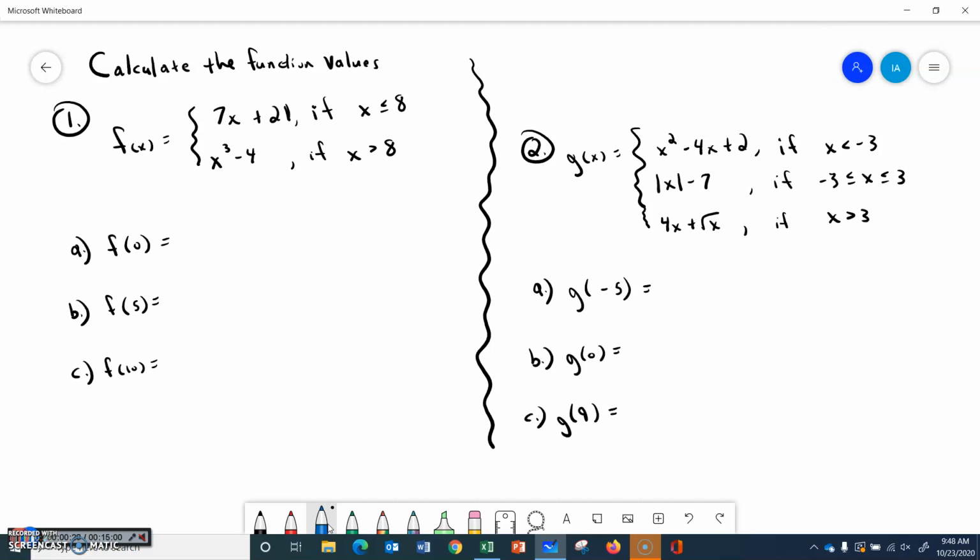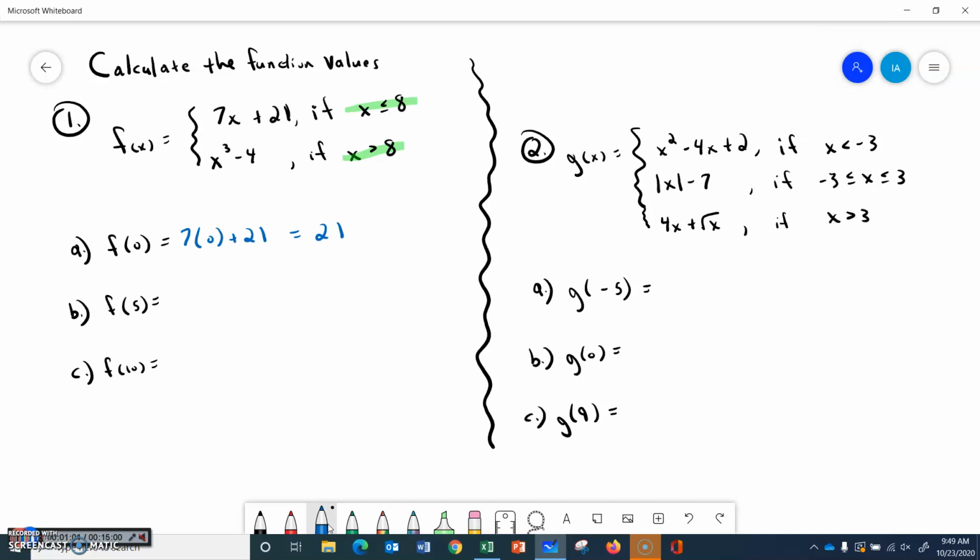So we take this 0 over to the left-hand side of this guy, and we're looking at the fact that we have the possibility of being less than or equal to 8 or greater than 8. 0 is less than 8, so it fits the first one. So we use the first one, which is 7x plus 21, so 7 times 0 plus 21 would give us 21. So we plug 0 into this function, we get 21 back.